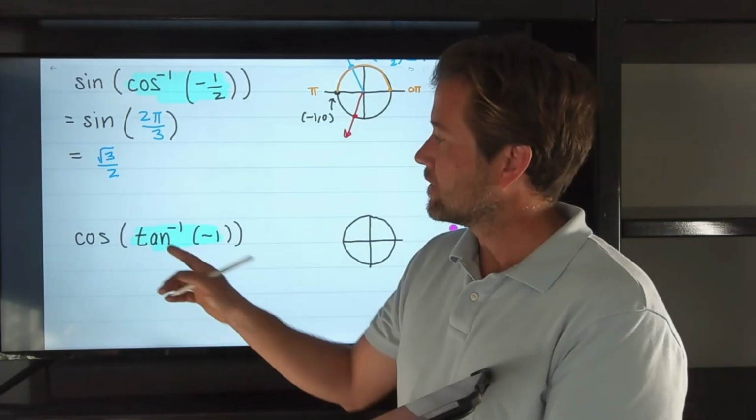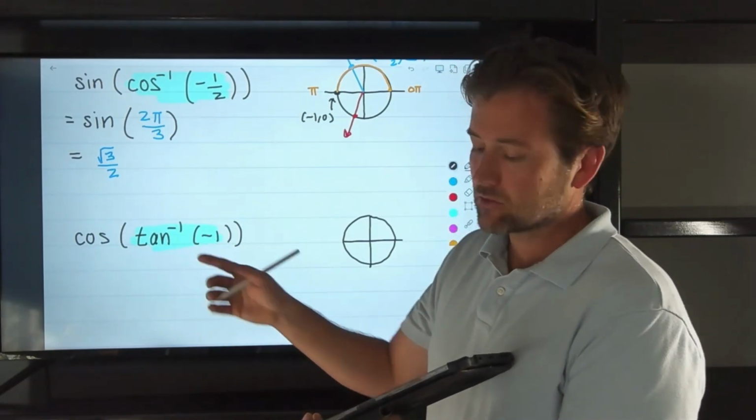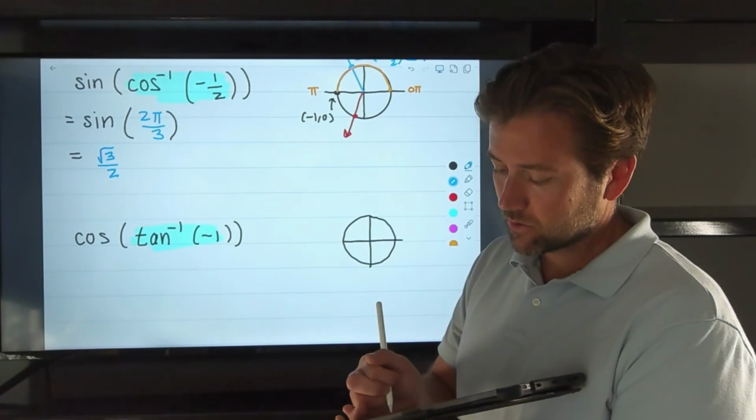So I'm going to draw, arctangent represents, this negative 1 represents the slope. So I'm going to draw angles with the slope of negative 1.